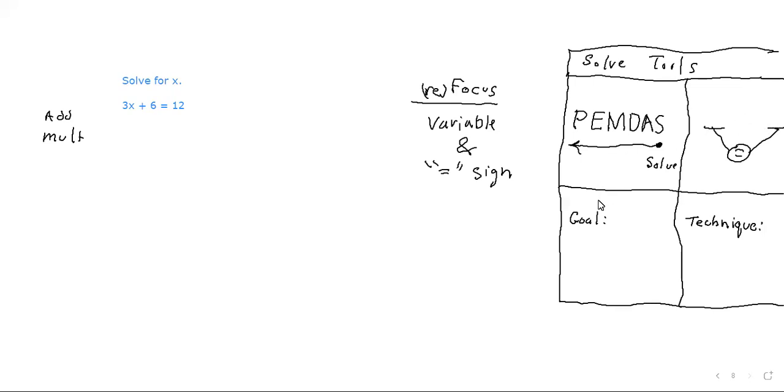Okay. Then we're going to talk about our goal. What do they mean by solve? They want us to get the x or variable, whatever letter they're using, on one side of the equal sign alone by itself, no numbers anywhere, and everything else on the other. So the goal is to get the variable alone.